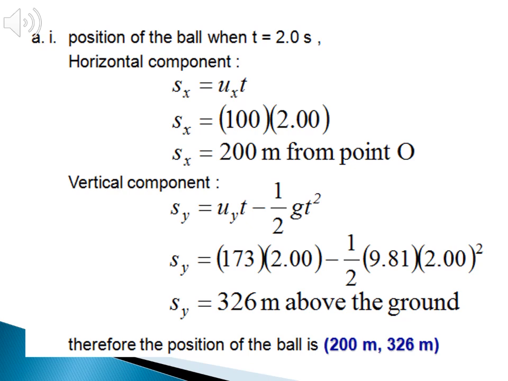To answer the question, we have to use the formula s equals u times t. Hence, for the horizontal component, we will get the answer of 200 m from point O. Next, calculate the vertical component using another suitable kinematic equation and you will get the position for the vertical component at 326 m.